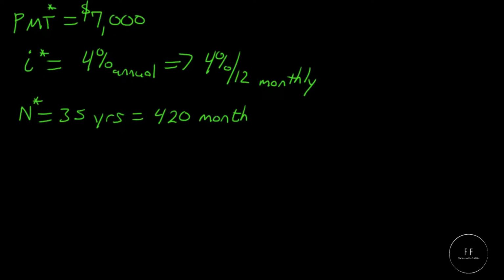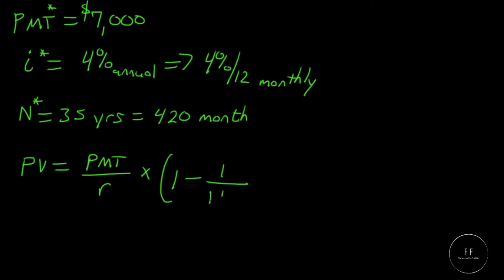So we can use the finite annuity formula, which states that the present value of a finite annuity is equal to the payment that we receive every period divided by the R in that period, multiplied by 1 minus 1 over 1 plus R in that same period, raised to the N, or number of periods that we have.